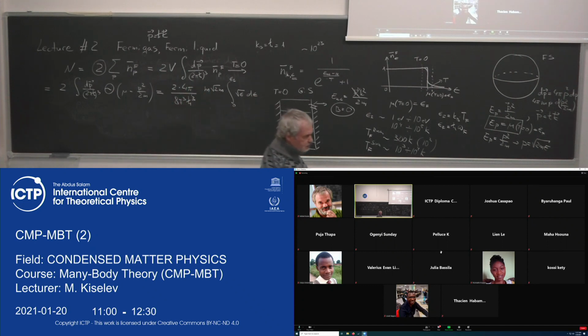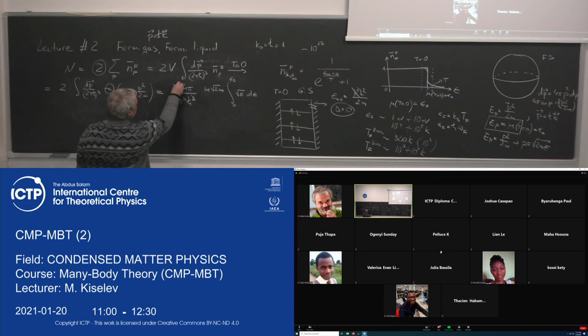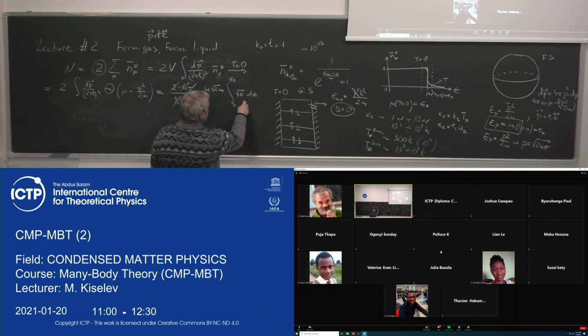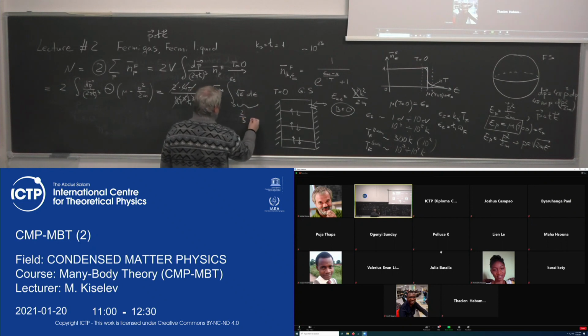So do you understand what I did? I changed the variables. Instead of variable p, I wrote down the variable epsilon. Of course, I can proceed with integration in the momentum as well, but for some reasons I would like to go to energy. The integral of square root of epsilon d epsilon gives me 2/3 epsilon to the power 3/2.